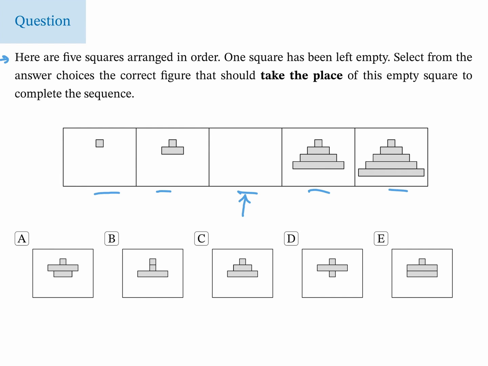What we need to do is to select from the answer choices the correct figure that should take the place of this empty square to complete the sequence. So as we can see, we've got answer option A, B, C, D, and E. And we need to figure out which of these fits into this box here.